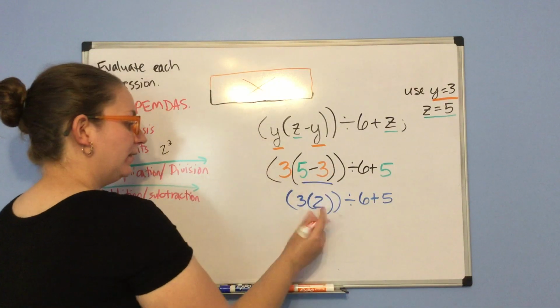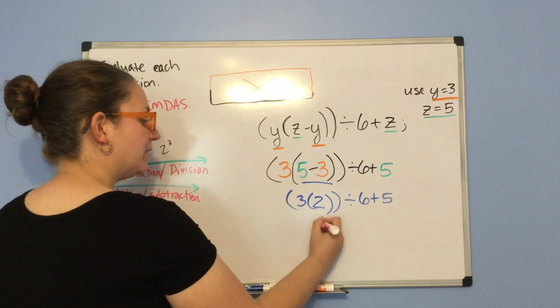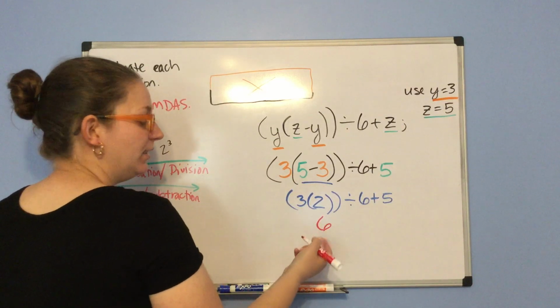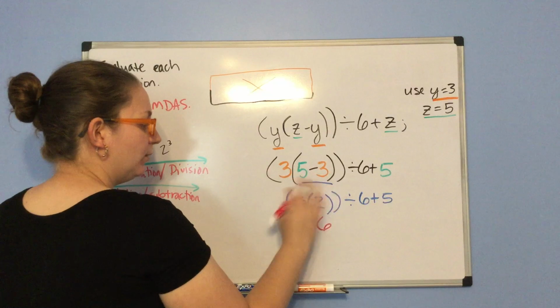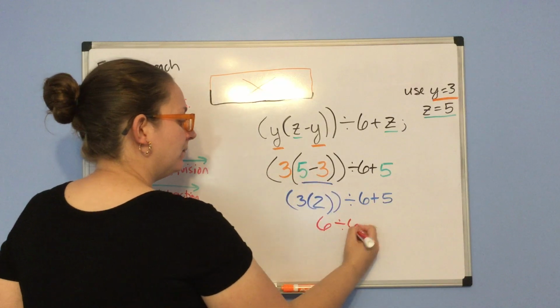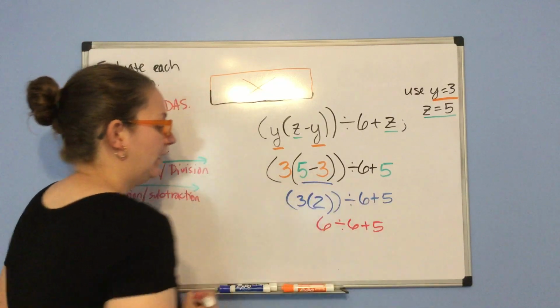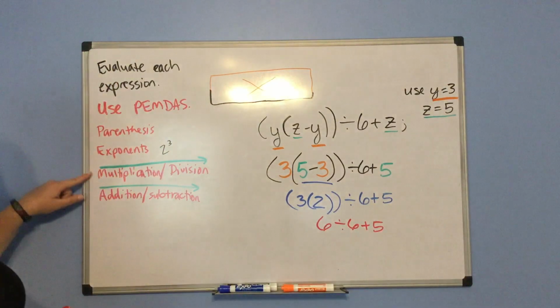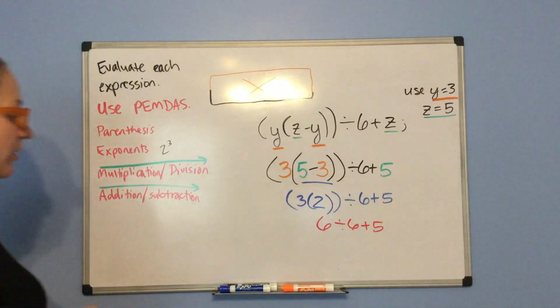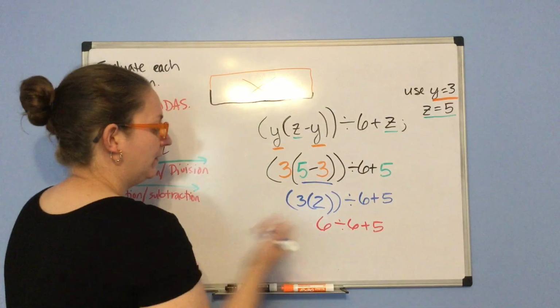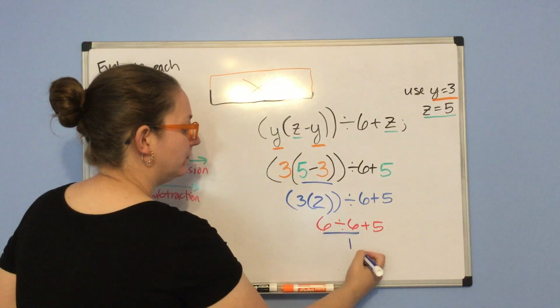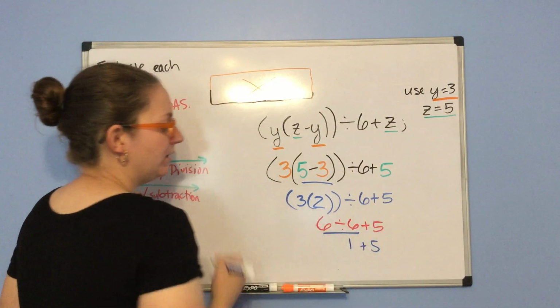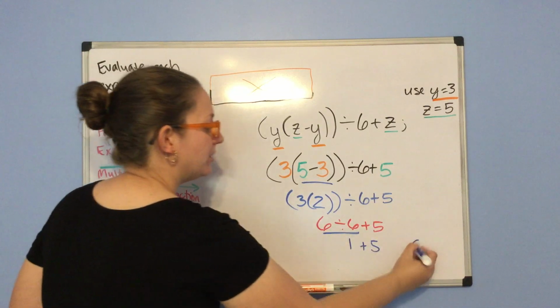Finish off the set of parentheses here. 3 times 2 is 6. Now that I'm done with everything inside the parentheses, I don't need any more parentheses. And then we have 2 things left, division or addition. Division comes first before addition, so I'm going to start with my dividing. 6 divided by 6 is 1. And then to finish that off, 1 plus 5 is just 6.